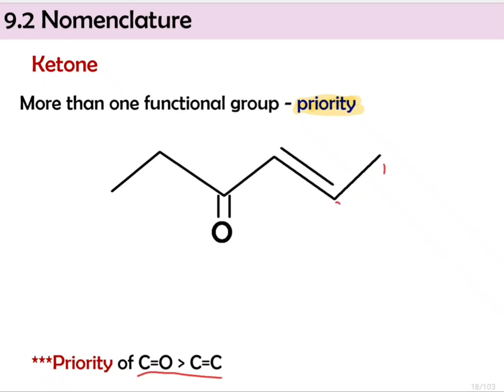So, awak tak bolehlah bagi nombor 1, 2, 3, 4 macam ni, sebab awak akan dapat nombor 4 untuk C double bond O. Jadi, nombor besar tak nak. Jadi, instead of start at this carbon, we're going to start numbering from this carbon so that dapat nombor 3. Okay. Jadi, ada 6 carbon untuk parent and you have carbon number 3, C double bond O. Carbon number 4, C double bond C. The full name for this compound is 4. Okay, kenapa tulis 4 dulu kat depan? Sebab dia adalah substituent. Okay, jadi kita tulis dia dulu. So, 4 and this is 6 carbon, hex.